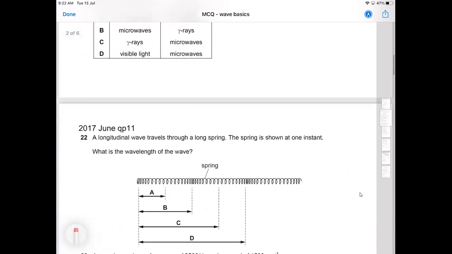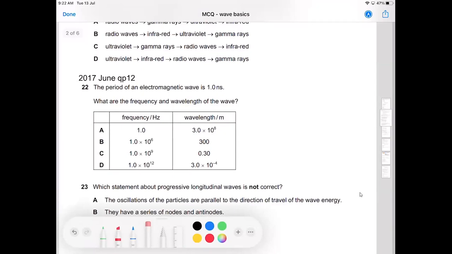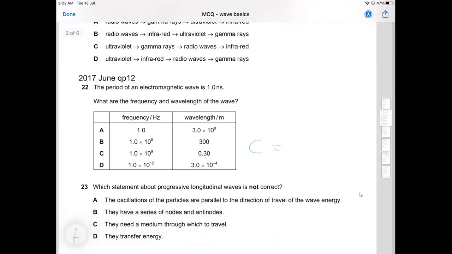Ooh, and then you can see there's a couple more of these. The period of an electromagnetic wave is that. Calculate its frequency and wavelength. That's quite easy. You just plug it into the equation. c is equal to that times that, and you remember that this is 3 times 10 to the power of 8. It's a constant. So that's just for that.